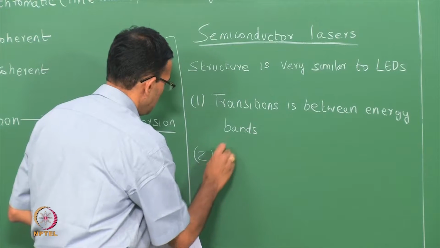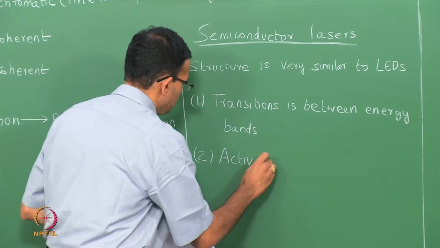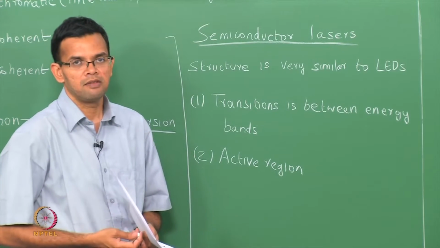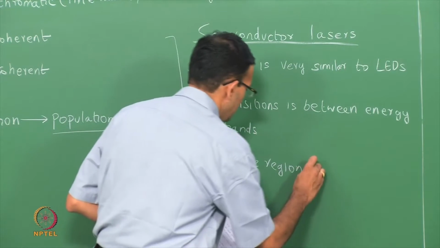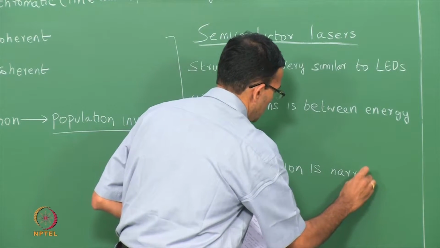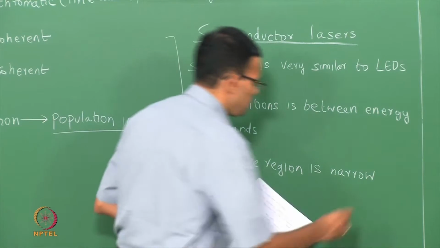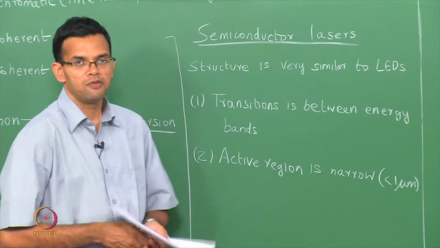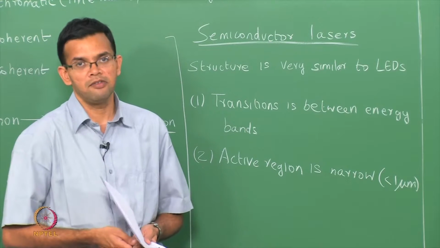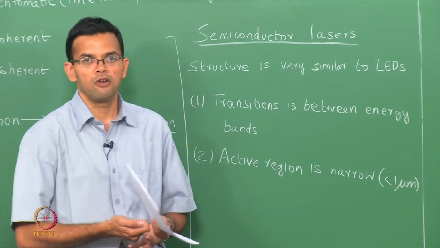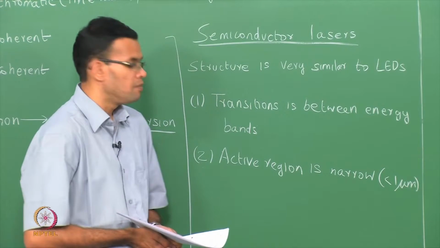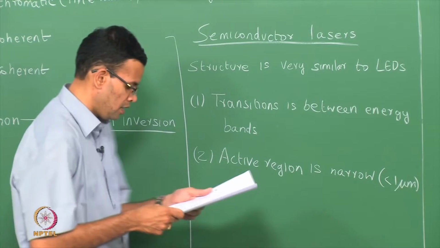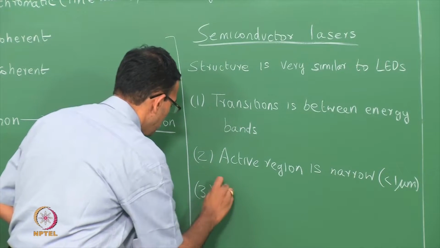The active region in these lasers is usually very narrow. We will define the active region later when we look at the structure of these lasers, but it is usually of the order of nanometers, so it is usually less than 1 micrometer. The advantage of this is that you can have a laser device that is very compact. Think of the optical pointers that you have. But the disadvantage is that it can lead to a high beam divergence. Lasing action is usually controlled by the current.